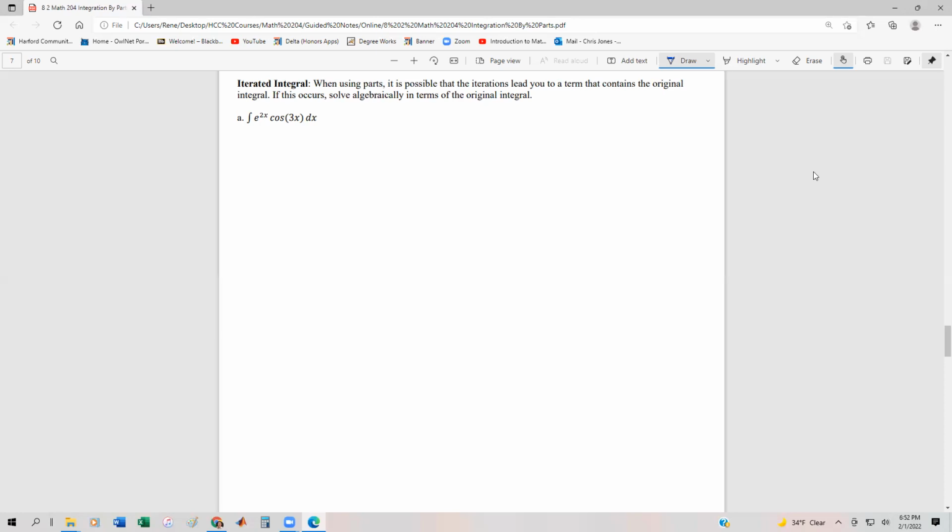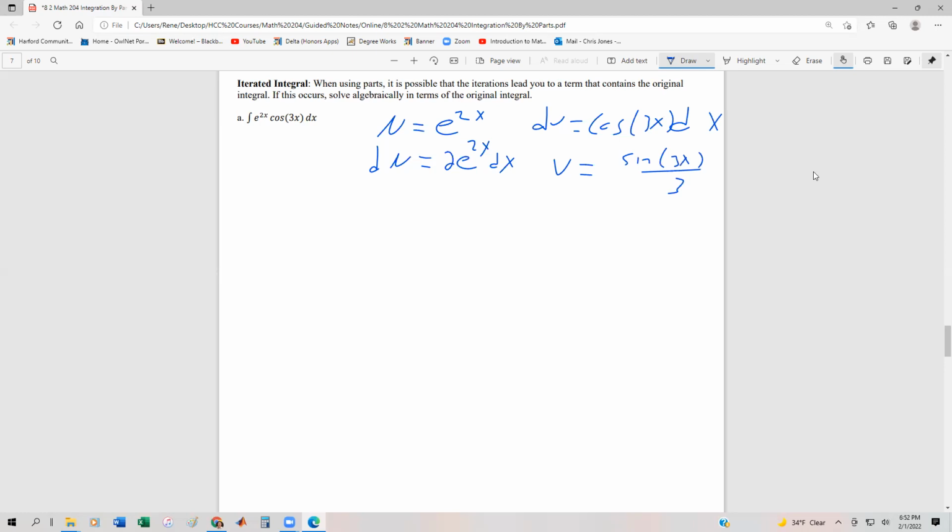Let me show you the premise of why this is a rather difficult integral. Let's let u be equal to e to the 2x. Let's let dv be equal to cos 3x dx. Notice that if we take the derivative, by the chain rule, we get 2e to the 2x dx, and then the antiderivative is going to be sine 3x over 3. Now notice that this did not reduce, right?